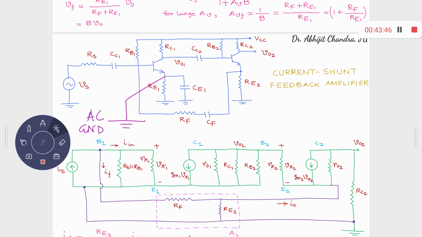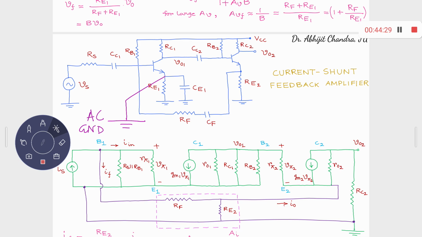What else? RE2. How is it connected? RE2 is connected between emitter 2 and DC ground. So this is the emitter 2 terminal through ground. This is your ground line, this lower one. Okay. What about RC2? It is connected between collector 2 and DC ground. This is the collector 2 terminal. This is the AC ground terminal. These two are connected. Okay.